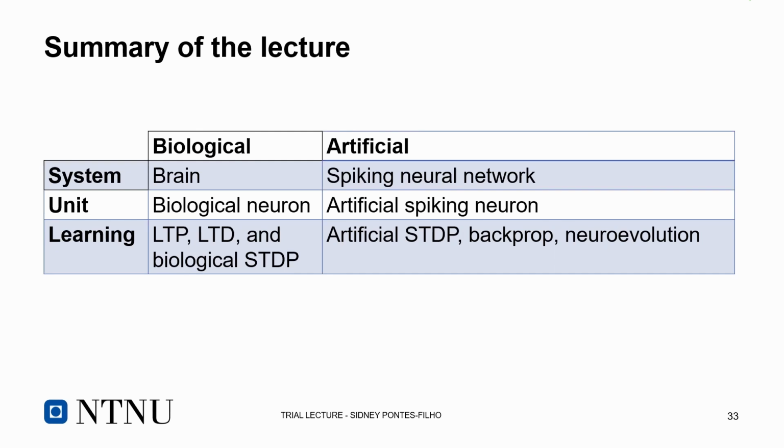And we talked about some learning rules in these two systems. In the biological one, we have long-term potentiation, long-term depression, and also the biological STDP, that can have a variety of STDPs for biological neurons. And we also saw learning using artificial STDP, the formula of them to make those STDPs, particularly for artificial spiking neurons, backpropagation, and also their evolution.